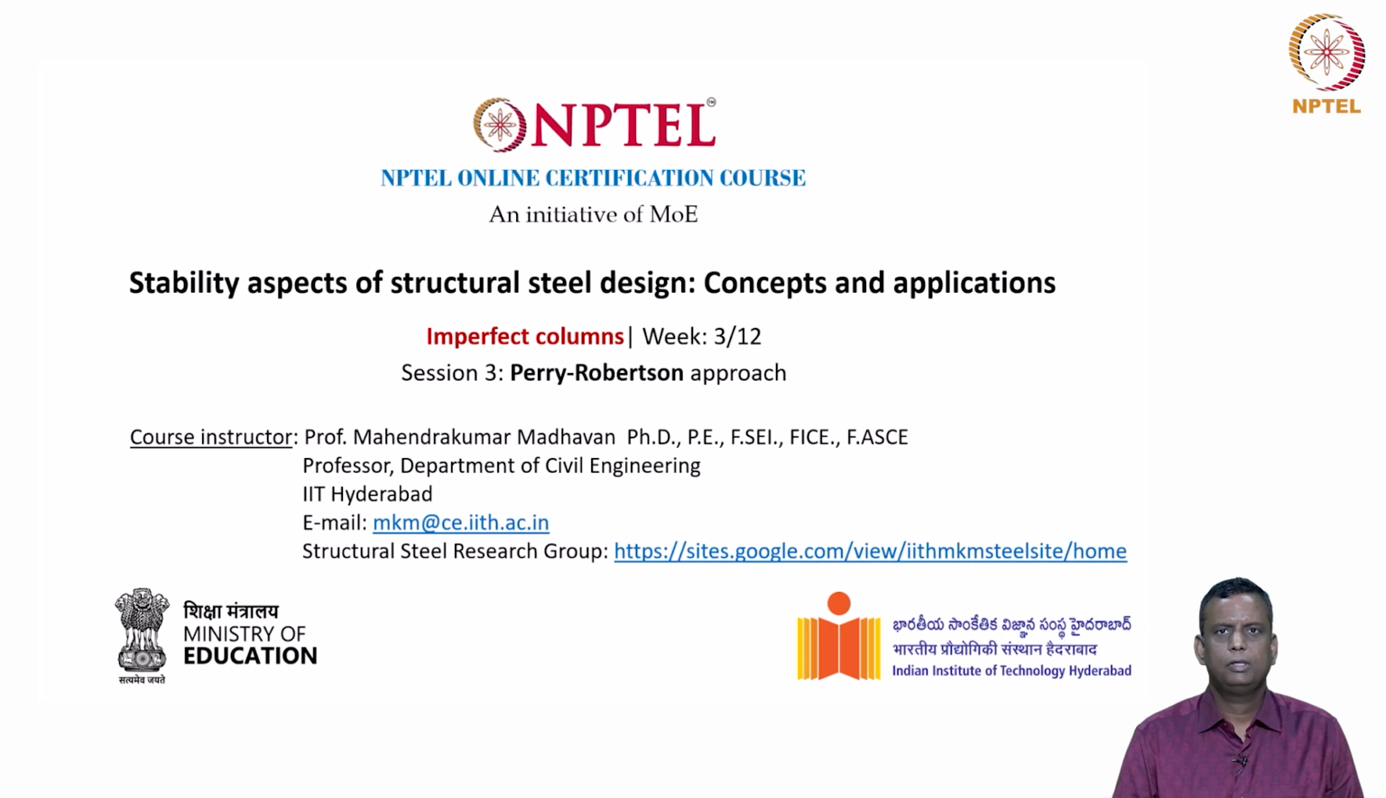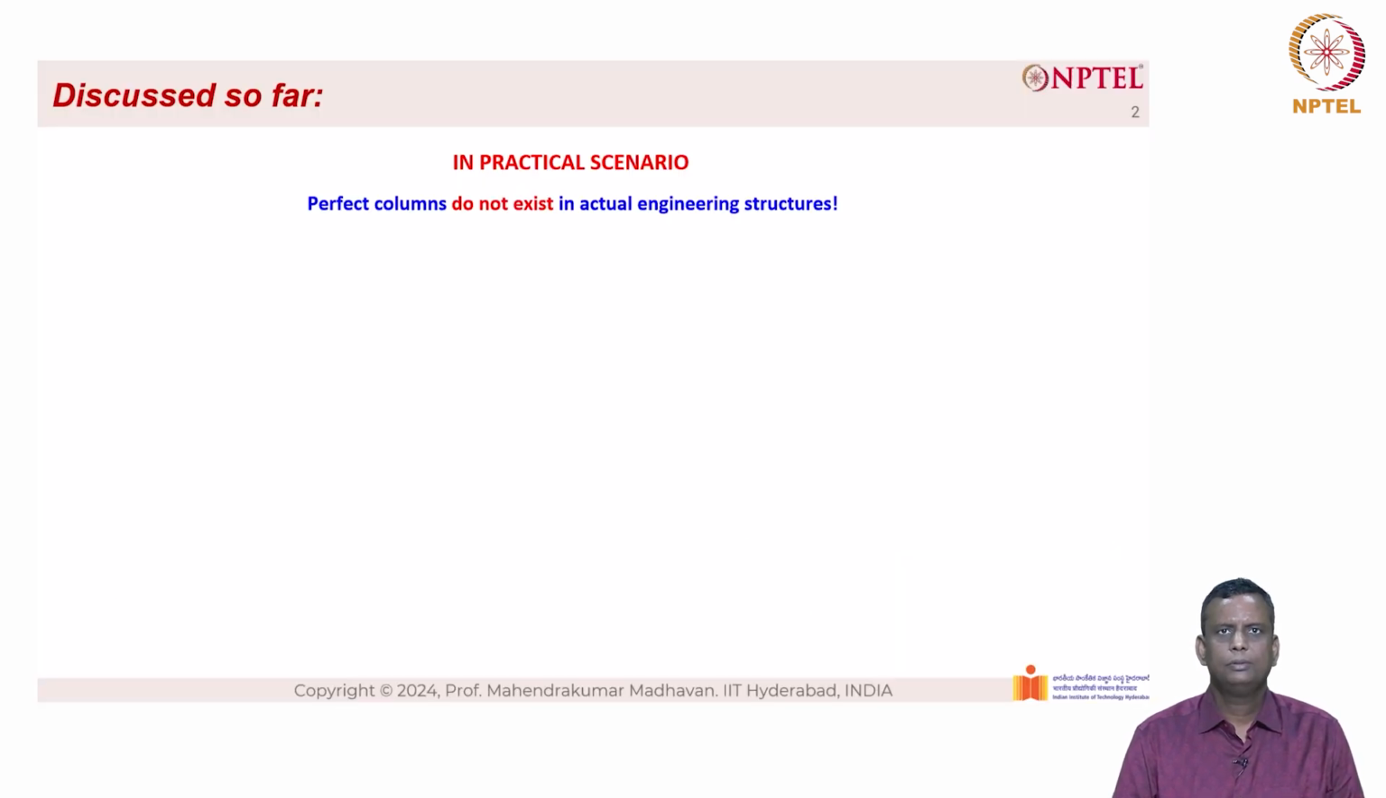In this session, we will talk about the Perry-Robertson approach. In practical scenarios, perfect columns do not exist in actual engineering structures. What are imperfections? Deviations from the ideal column condition.